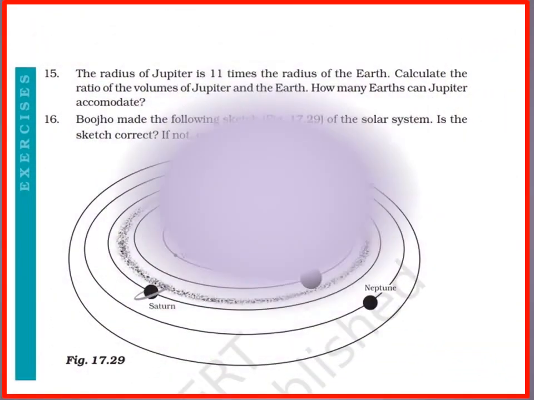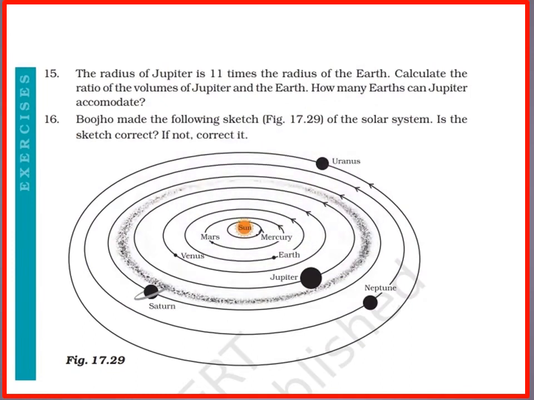Our next question is: the radius of Jupiter is 11 times the radius of the earth. Calculate the ratio of the volumes of Jupiter and the earth. How many earths can Jupiter accommodate?